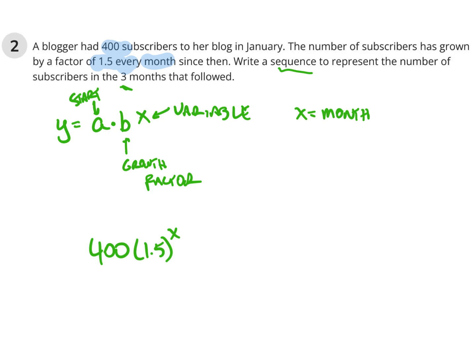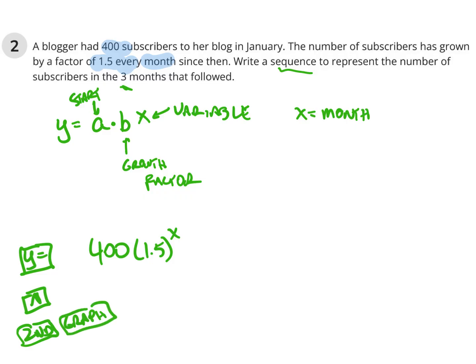we're going to push the y equals button in the top left. We're going to put this into the calculator. To make an exponent, make sure you hit the caret, which is over the division symbol, and then hit second graph to read the table of values. So if we had to write a sequence, at 0, we're at 400. At 1, we were at 600. When x is 2, y is 900. When x is 3, y is 1350.